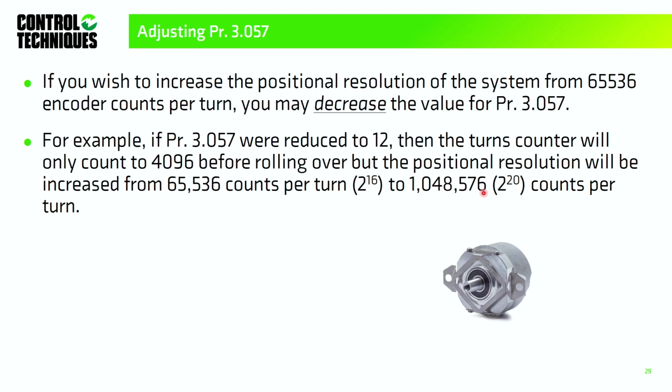When you reduce the turns counter, you add by 4, because normally this is 16, right? So you take the 4 that you aren't using there and you add it to the position counter in 329.